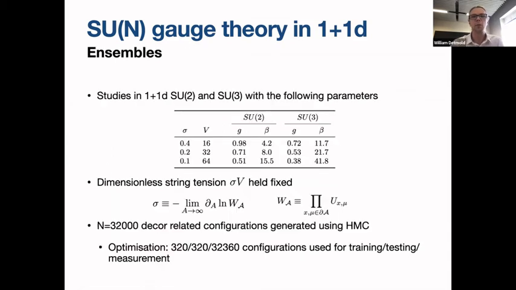Okay, so we did studies in SU2 and SU3 for 3 different lattice spacings, where we fixed the string tension in units of the extent. We take in each case 32,000 decorrelated configurations generated using a factorized HMC. And to do our optimization, we use 320 configurations for training, 320 for validation, and then the rest for measurement.